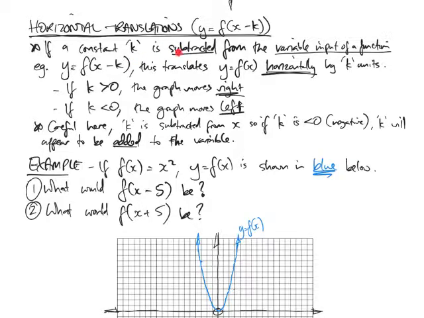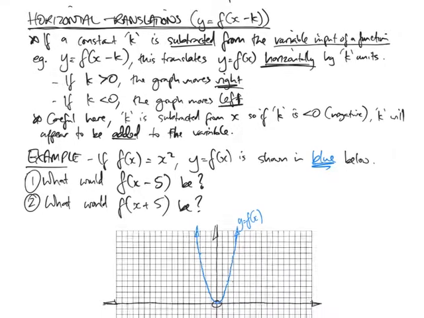So if a constant k is subtracted, and that is key here, from the variable input of a function, so from the actual variable itself, e.g. y is equal to the function of the variable x take k, this translates the original function y is equal to f of x horizontally, not vertically anymore. It doesn't go up and down, it goes left and right if you're seeing this, if it's being added or taken away from the variable itself. And it goes horizontally by k units. If k is greater than 0, if k is a positive number, so you're taking away a positive number, the graph moves right. If k is less than 0, the graph moves left.